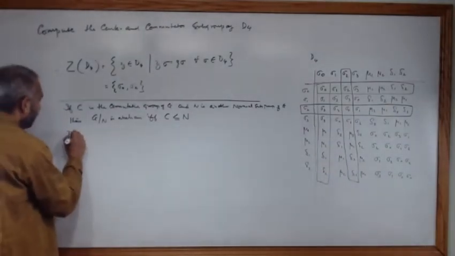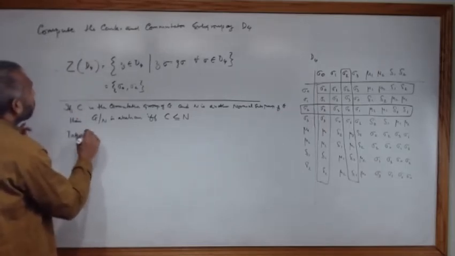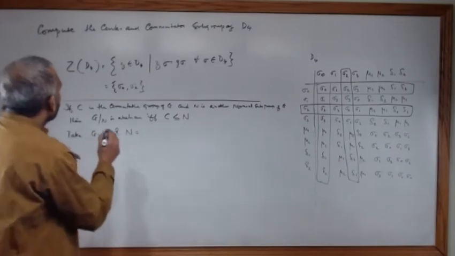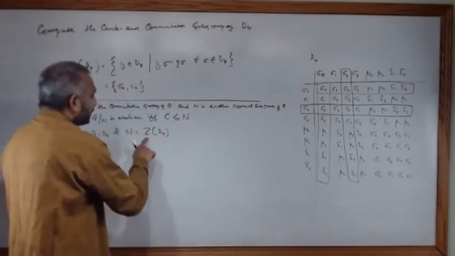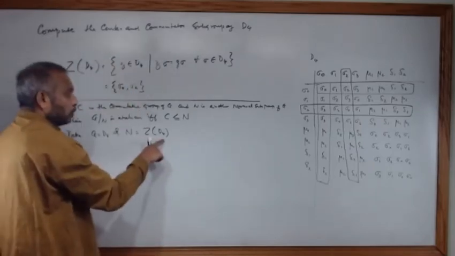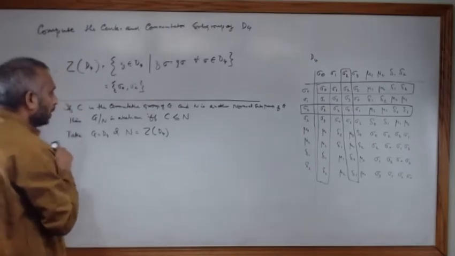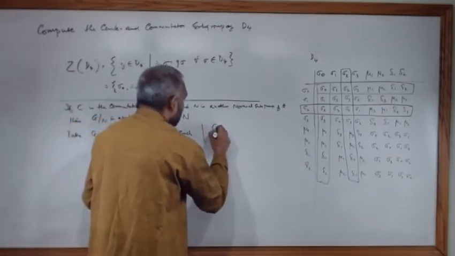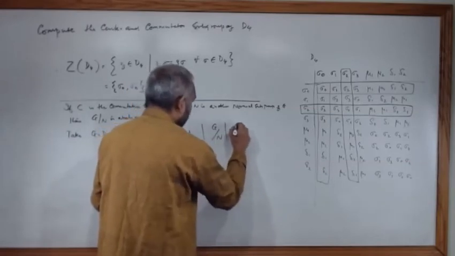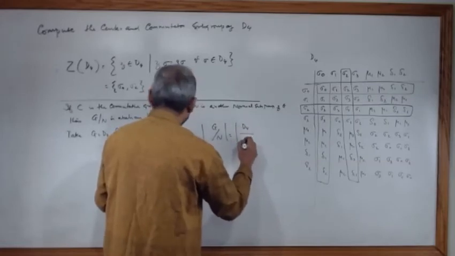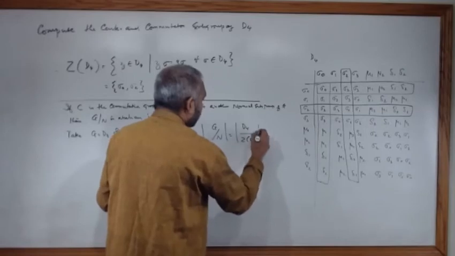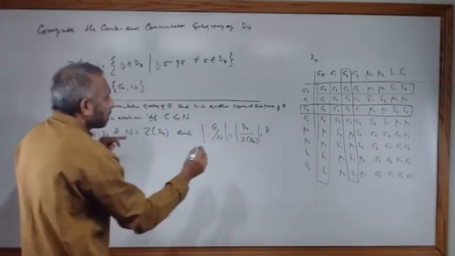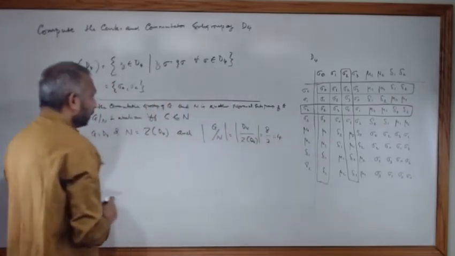Now here we take G equal to D4 and N equal to Z of D4. Z of D4 is the center of D4, and it's a normal subgroup of G. And the order of G over N, that is D4 by Z of D4, is equal to, there are 8 elements here and there are 2 elements here, that is 4.